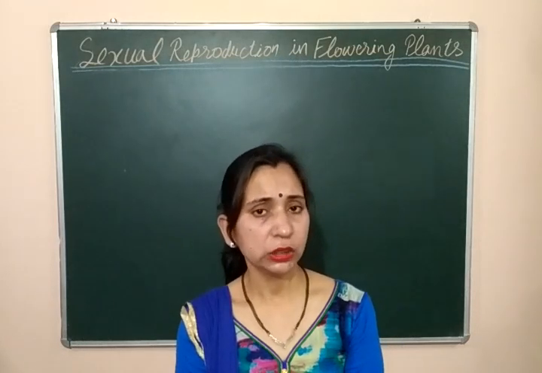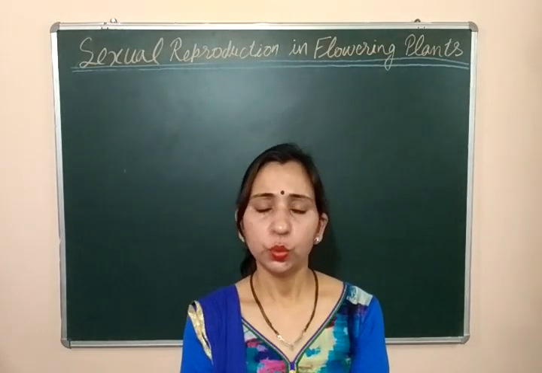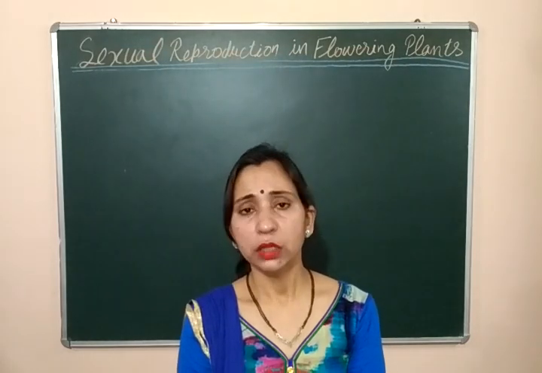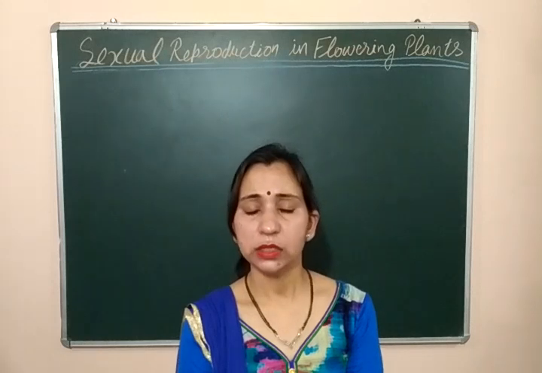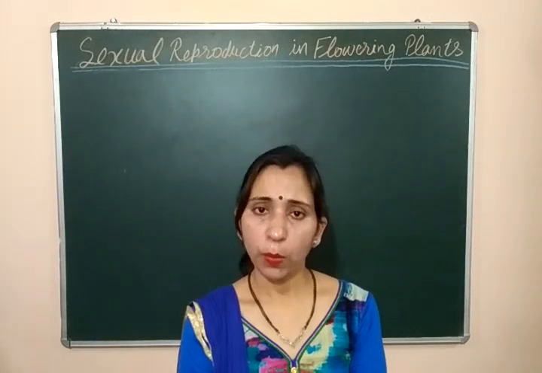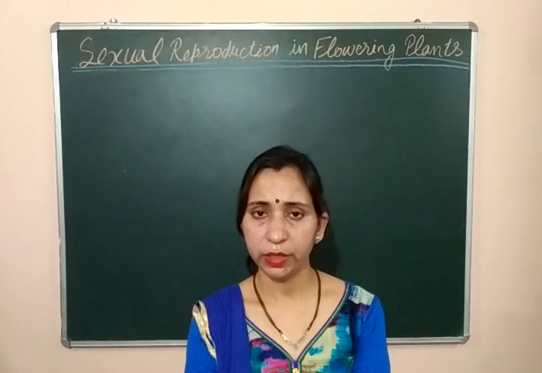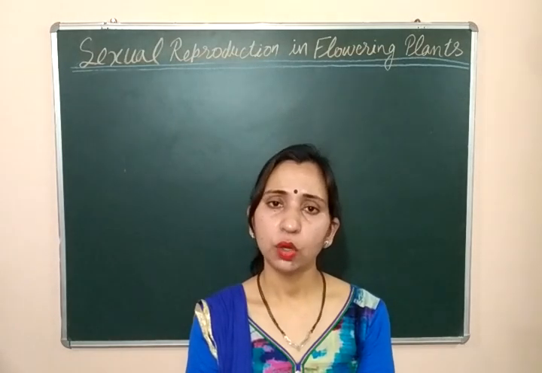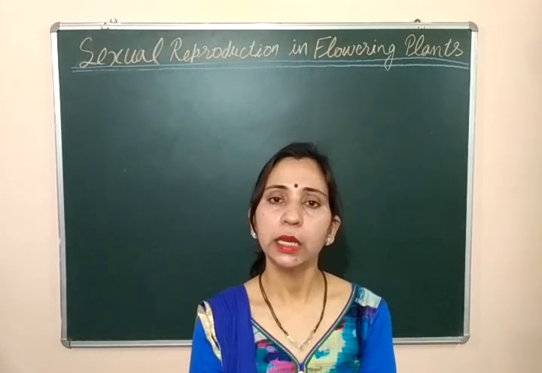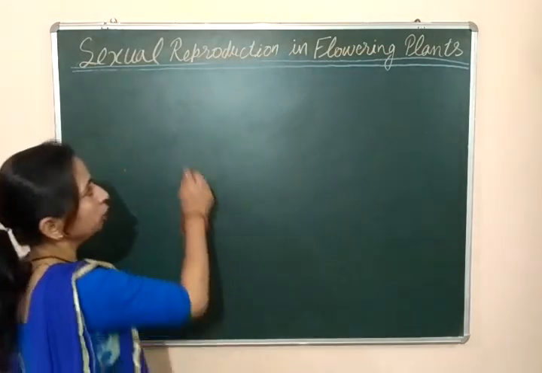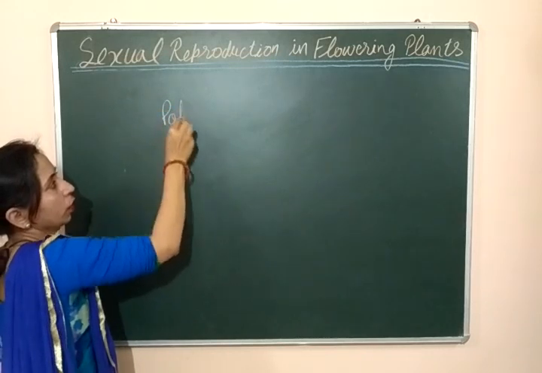Pollen-pistil interaction is the set of events that includes all the processes starting from the reaching of the pollen grains at the stigma to the entry of the pollen tube inside the ovule. All the events included in these are known as pollen-pistil interaction. Now let's see what happens in the pollen-pistil interaction.